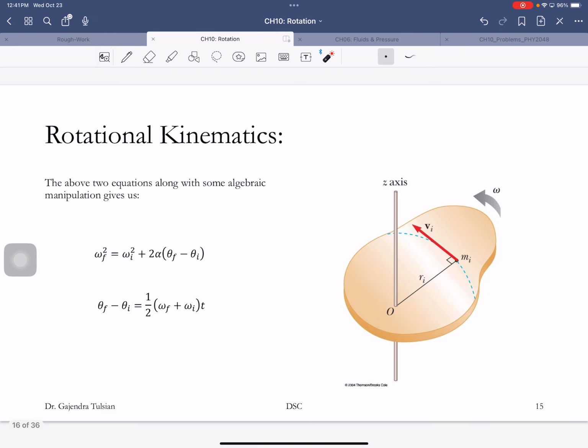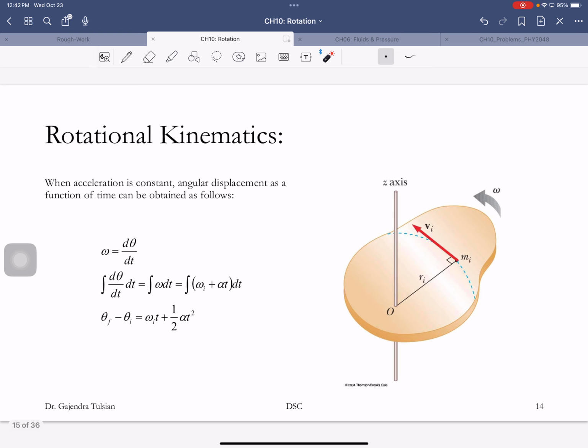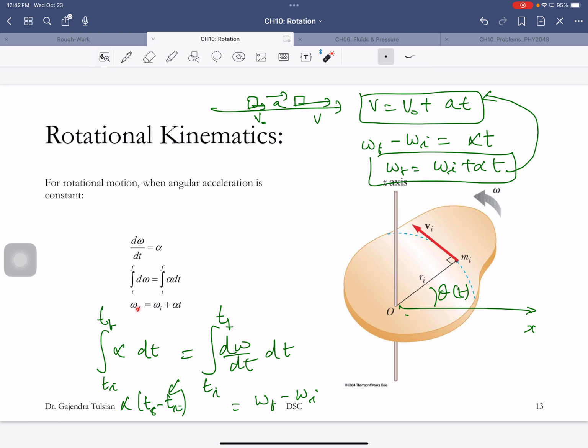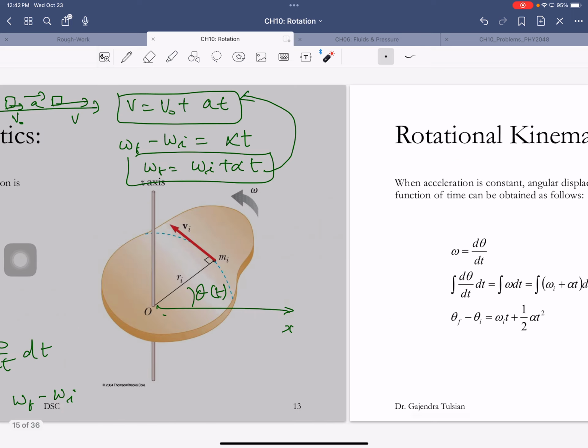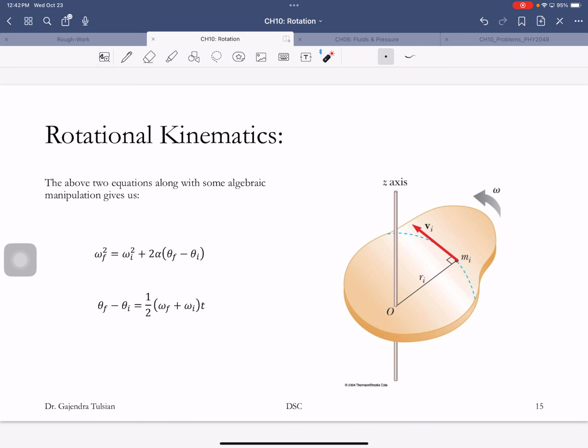This is giving you the angular velocity as a function of displacement. If you have constant angular acceleration, let's say this is positive acceleration, the more you have rotated, the faster you're going. That's what it's telling you. So this is giving you angular velocity as a function of position. This is giving you angular velocity as a function of time. This is giving you angular velocity as a function of angular position.